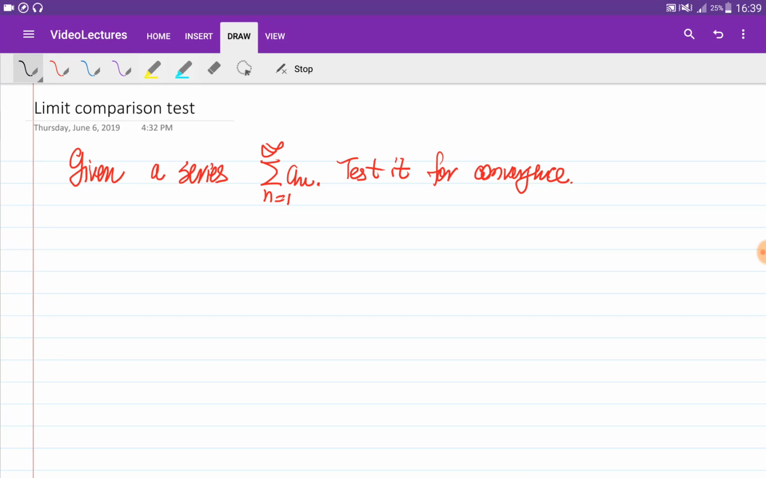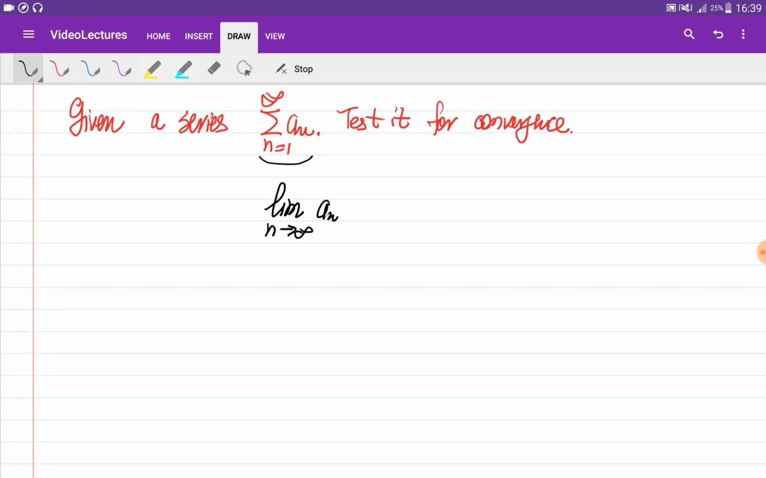One of the conceptually important tests for the convergence of the series is called the limit comparison test. So before we start, let us talk about how we need to apply the test for the convergence of the series. First of all, we need to get the general term an, and we need to check what its limit is. At some point when n becomes large, the terms of the series should converge to some finite number.